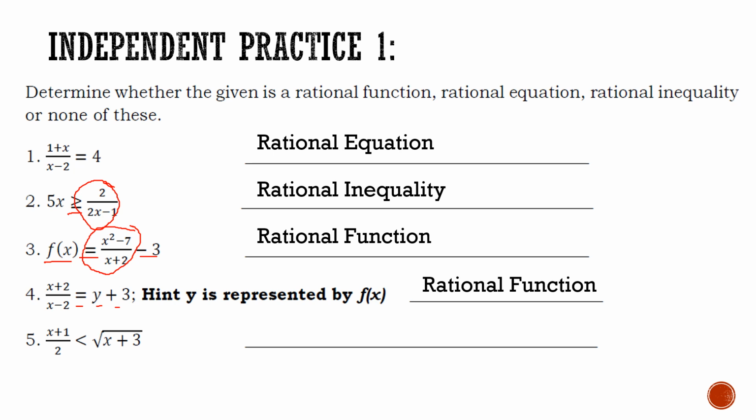Okay po? Now, ito naman pong number 5, gumamit po siya ng inequality symbol which is less than. Tapos, meron naman po siyang rational expression na x plus 1 over 2. Kaso lang po, meron po siya uli ditong radical. Kaya, ang sagot po natin dyan is none of this. Okay?